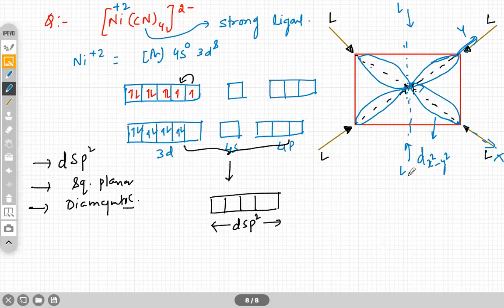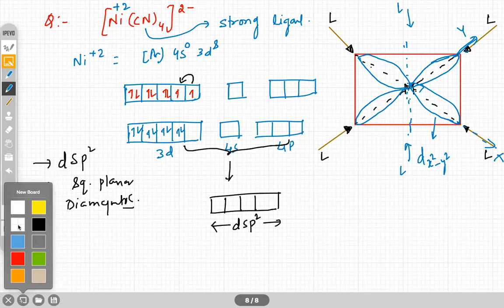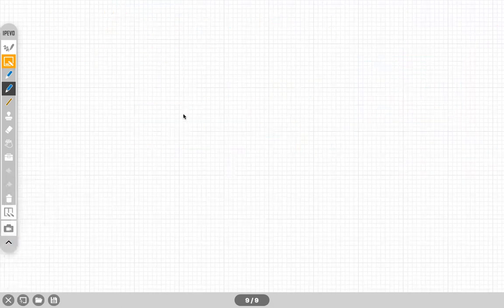So with this kind of pictorial diagram that we have discussed, you can have the idea of which d orbital is involved in a given geometry. They have asked these questions many times in the NEET exam, and even in JEE they have asked this question. So write down what we have discussed here: the geometry and the d orbitals involved.